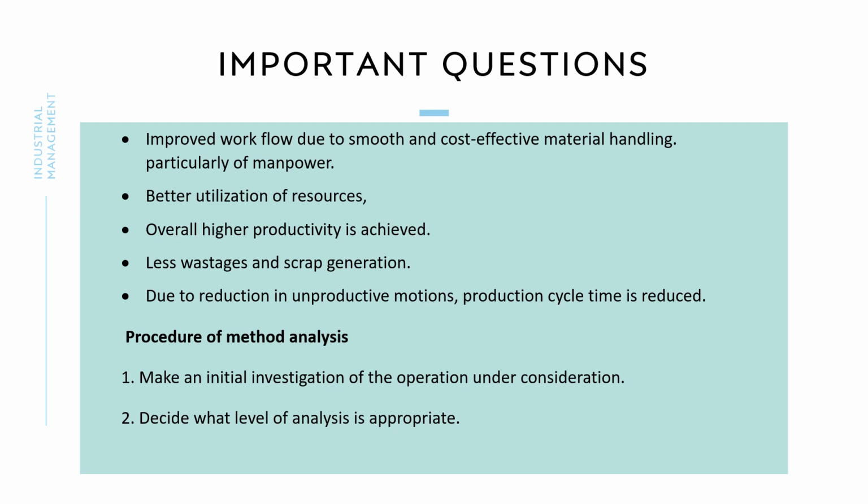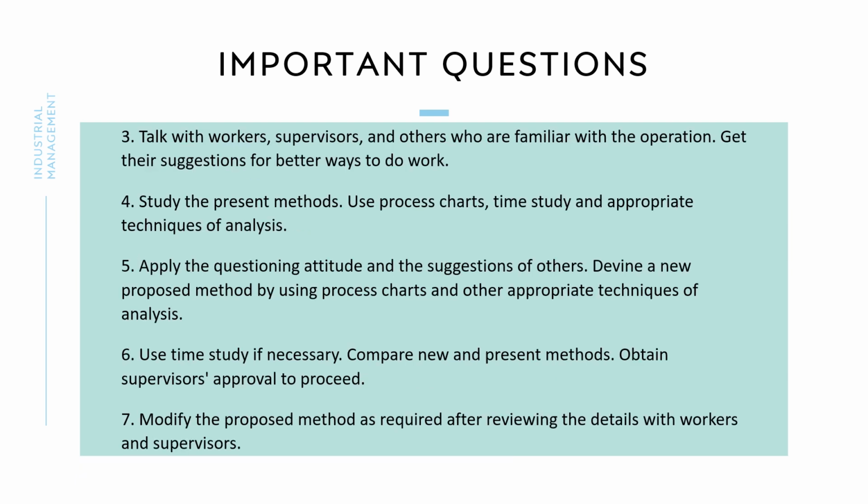Procedure of method analysis. 1. Make an initial investigation of the operation under consideration. 2. Decide what level of analysis is appropriate. 3. Talk with workers, supervisors, and others who are familiar with the operation. Get their suggestions for better ways to do work. 4. Study the present methods. Use process charts, time study, and appropriate techniques of analysis. 5. Apply the questioning attitude and the suggestions of others.